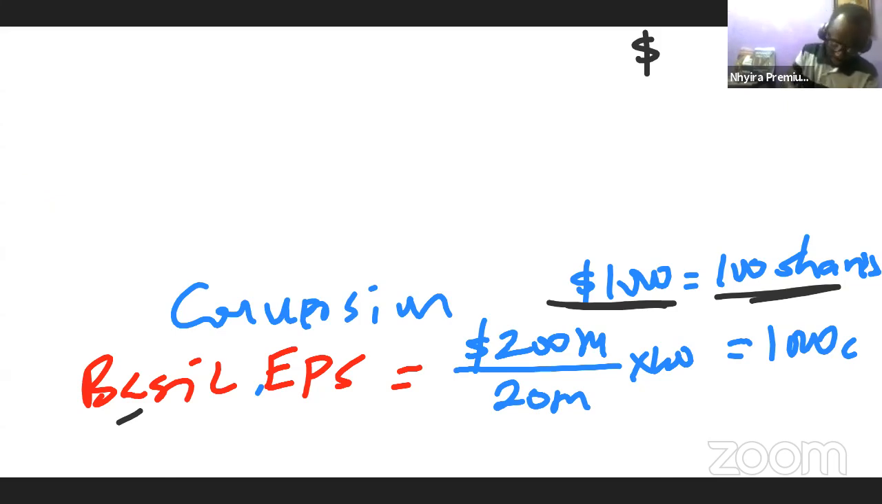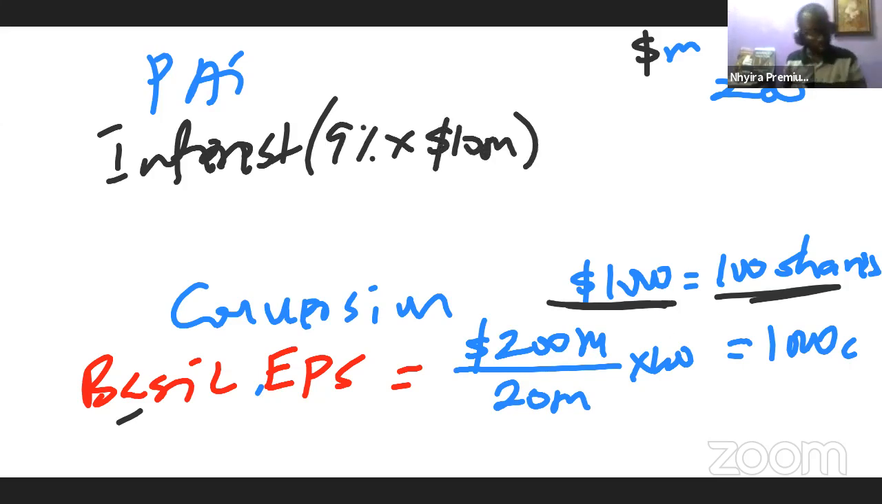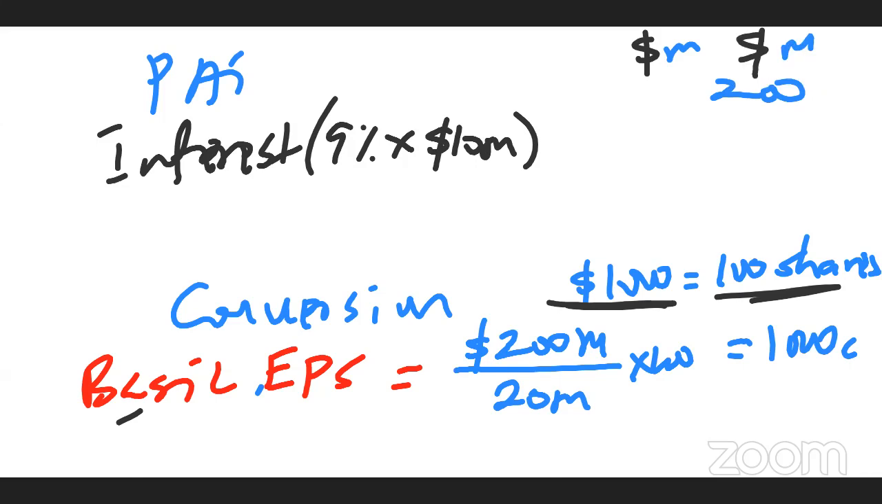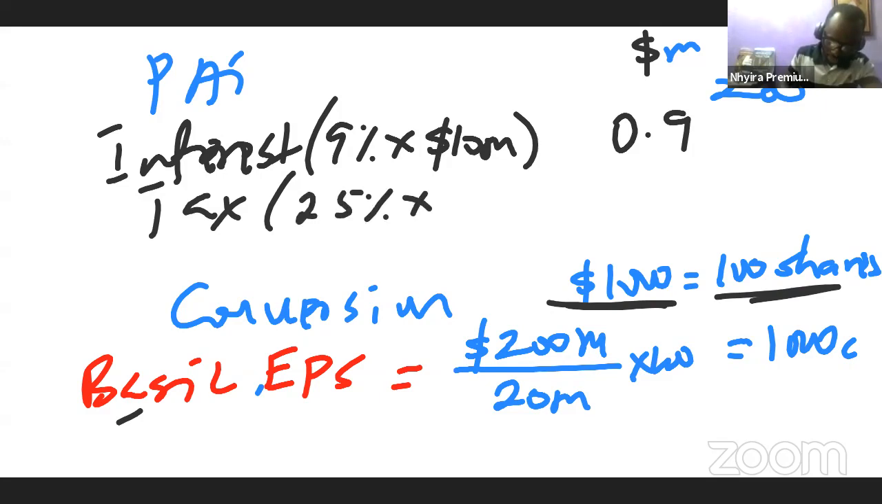So we bring the profit for the year, which was 200 million, put million above. Then we bring the interest. Now the interest will be 9% of the $10 million, and that will give us how much? I'm getting 0.9 million. Okay. Then we bring the tax effect of that. So tax was 25%, so we take 25% of the 0.9.